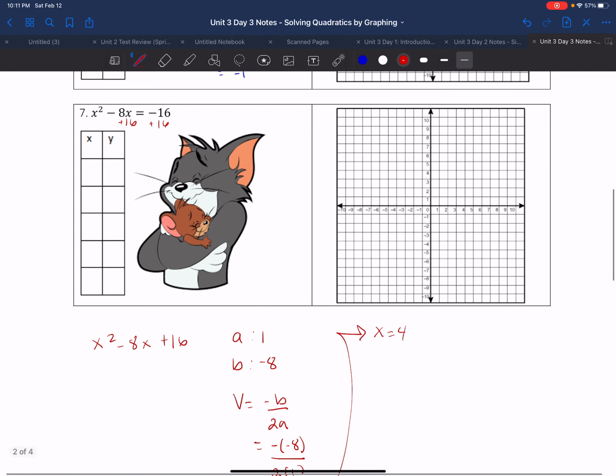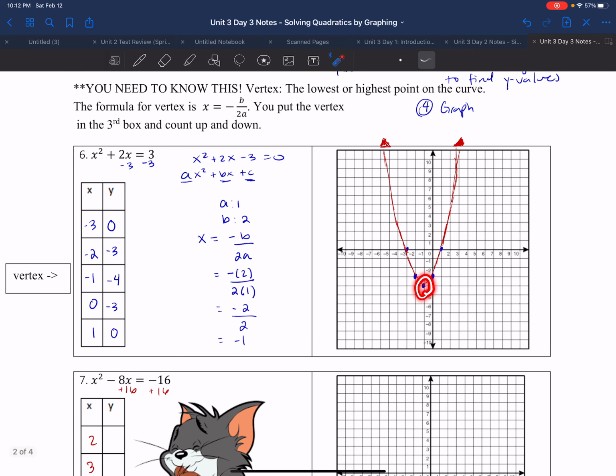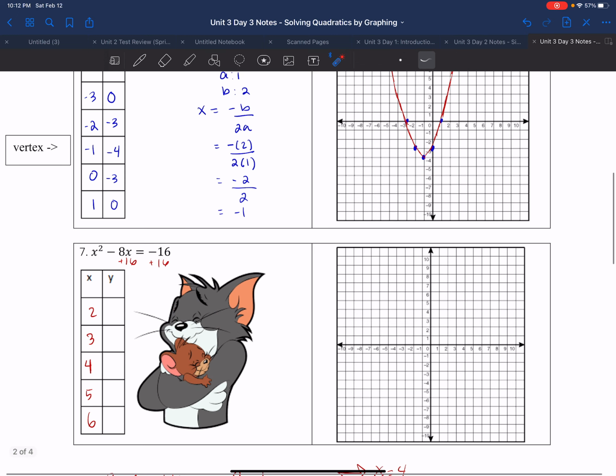And where do I put that? I put that in the middle. So put that in the middle there. X is equal to 4. And I'm going to start counting down and start counting up. So 4, 3, 2. And then I put 5, 6 over here. Okay. Again, this right here is the lowest point. That's the vertex. I like to start off with the vertex.